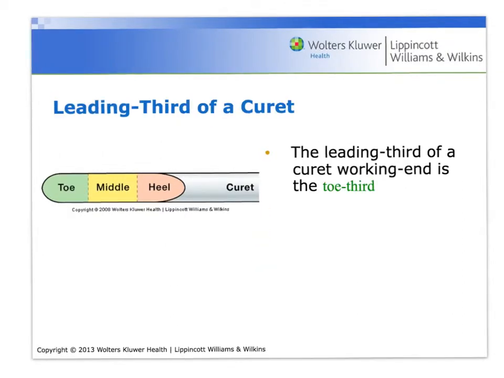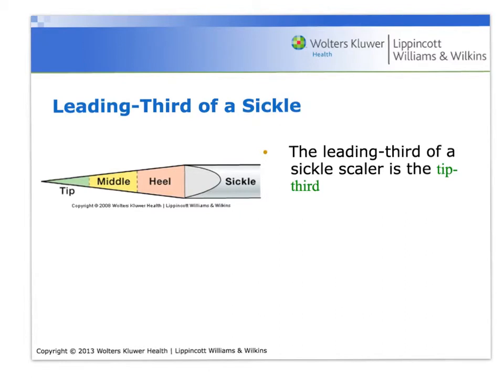The leading third is the anterior portion of the working end, and in this case, the curette, the leading third is the toe third. So a curette has a toe, a rounded end. The leading third of a sickle scaler is also the anterior portion of the working end. The only difference is it's not a toe, it's a tip. It comes to a point.